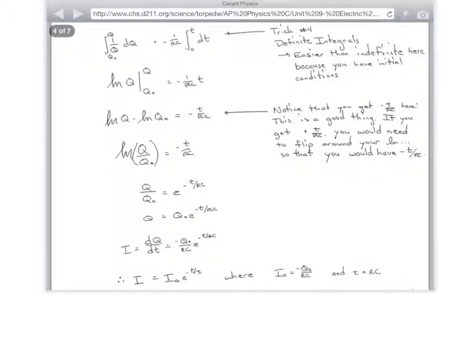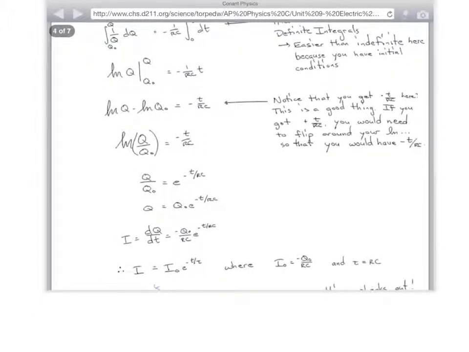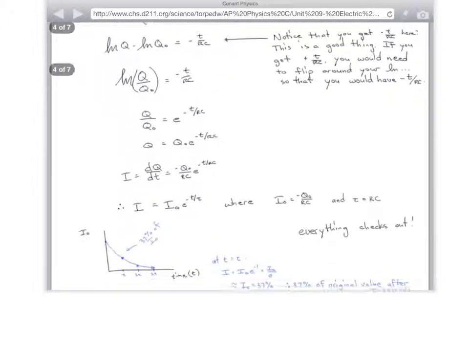All right, so here we go. If we got the Q as a function of time, how do we get the current as a function of time? Take the derivative. Well, the derivative of this is actually really easy, right? Chain rule it out, and you're left with I equals negative Q naught over RC times e to the negative t over RC. That's why we like e's so much, because derivatives and integrals are really easy. All right? E for easy.